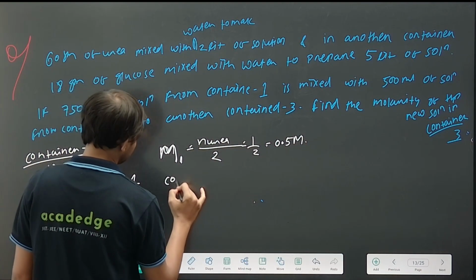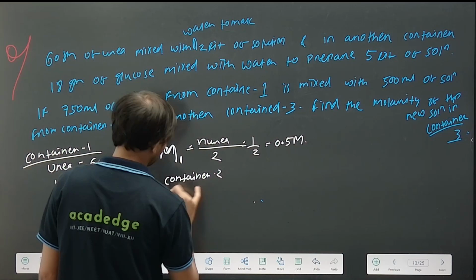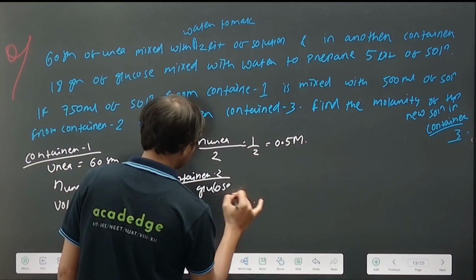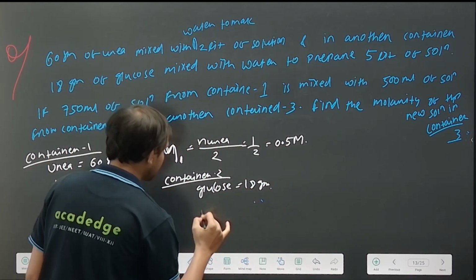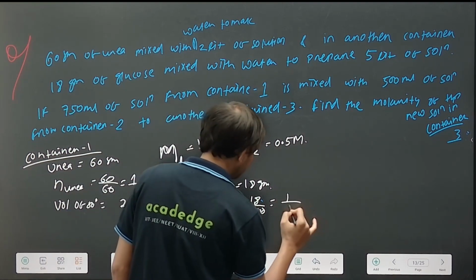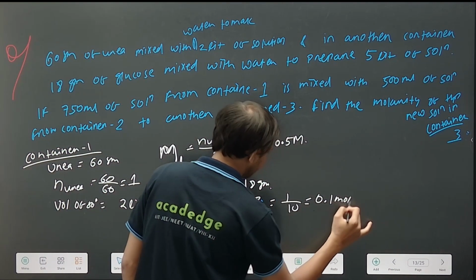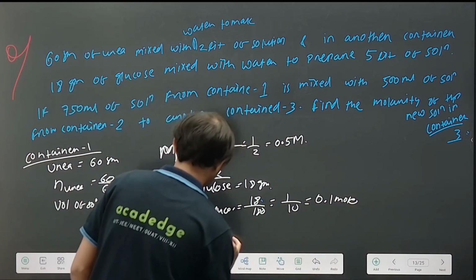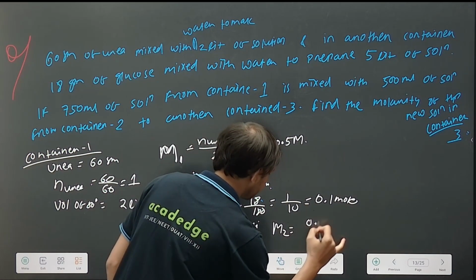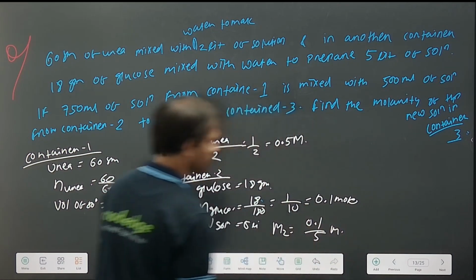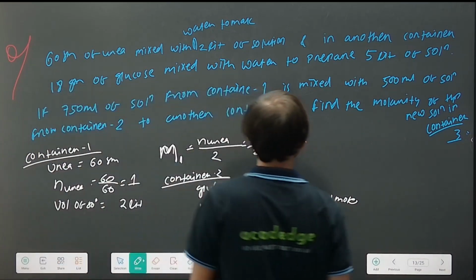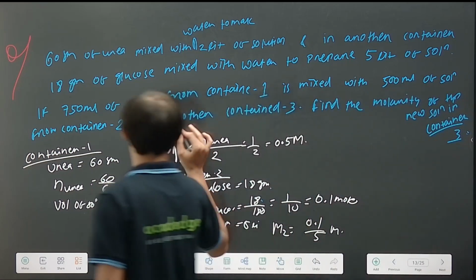Coming to container number 2, what is the solute you are given? Glucose is the solute, and the mass of glucose given is 18 gram. So what will be the number of moles of glucose? It will be 18 by 180, which is 1 by 10, that is 0.1 mole. And the volume of solution is given as 5 liter. So M2 will be 0.1 by 5 molar. Okay. Now, in the question it is asked that 750 ml from container number 1.